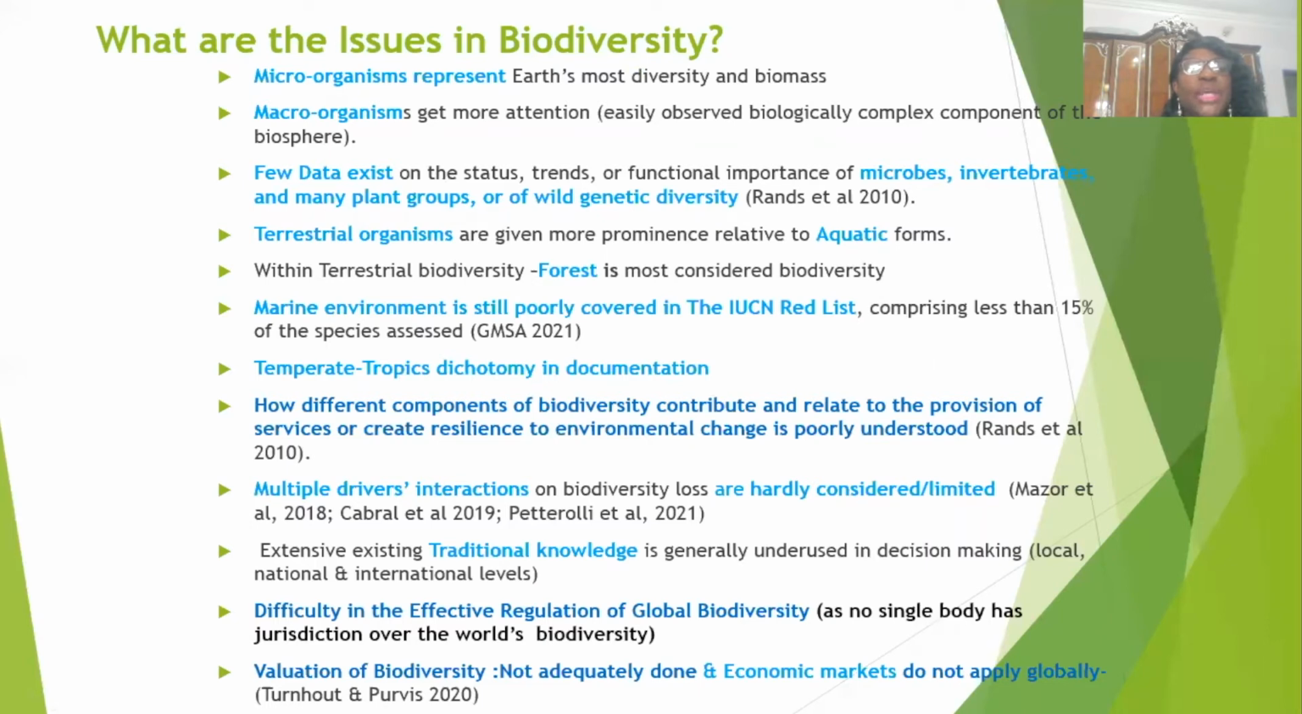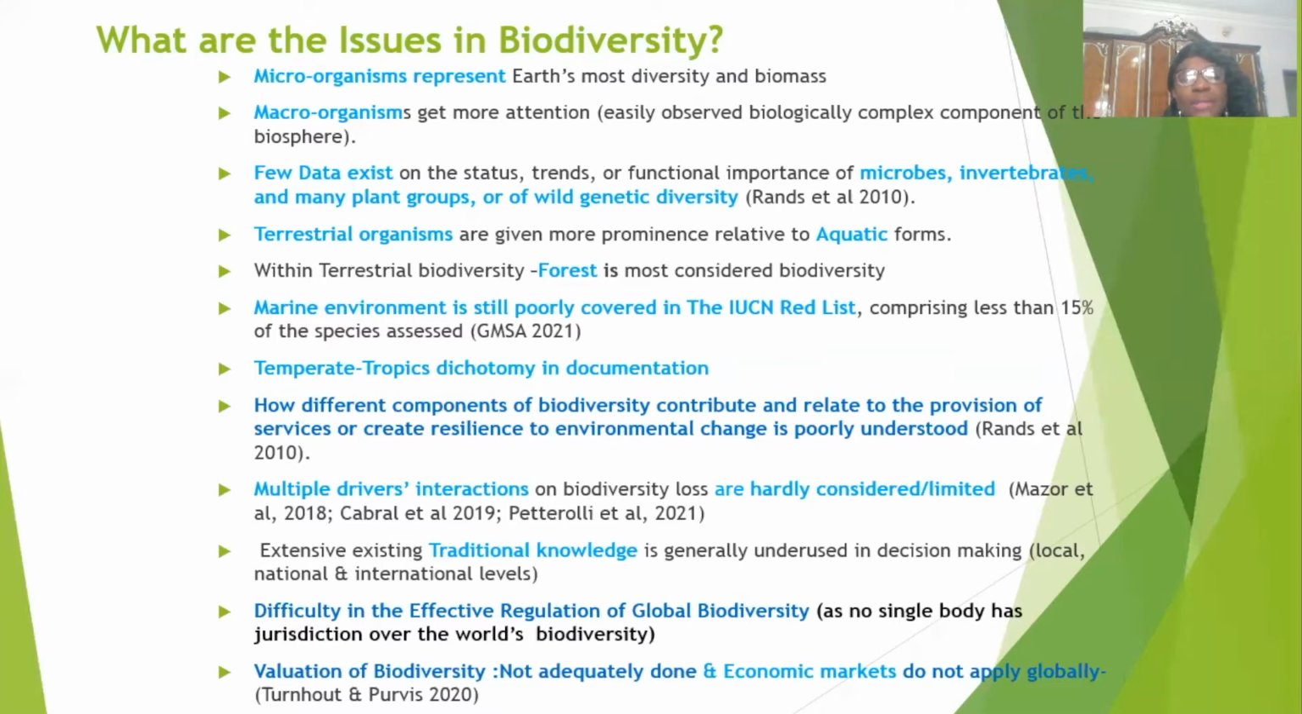What are the various issues in biodiversity? They are as follows. Microorganisms represent Earth's most diversity and biomass, yet macroorganisms get more attention because they are easily observable. Few data exist on the status, trends, or functional importance of microbes, invertebrates, and many plant groups, or of wild genetic diversity. Terrestrial organisms are given more prominence relative to aquatic forms, and within the terrestrial realm, forest is most considered for biodiversity. The marine environment is still poorly covered in the IUCN Red List. The temperate-tropic dichotomy in documentation: there is more documentation in the temperate region relative to the tropical region.